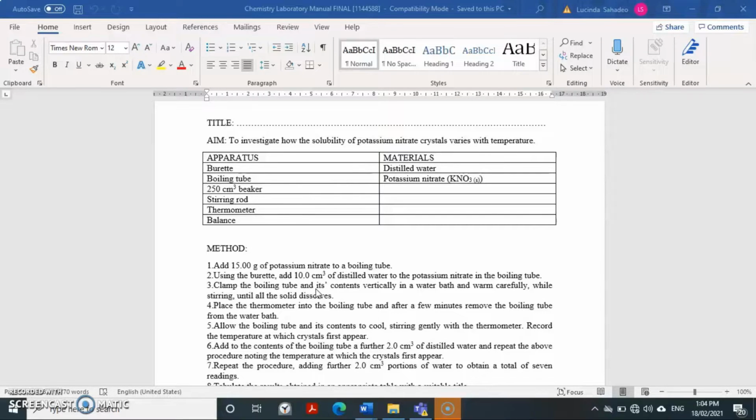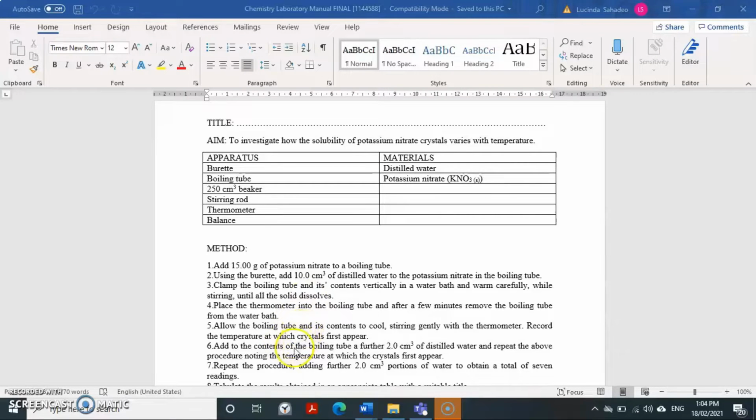Using that same thermometer we placed into that boiling tube of potassium nitrate and water, we're going to stir gently with the thermometer and observe the boiling tube to determine when crystals first appear. We'll note the temperature at which this occurs and record it in a suitable table, right?